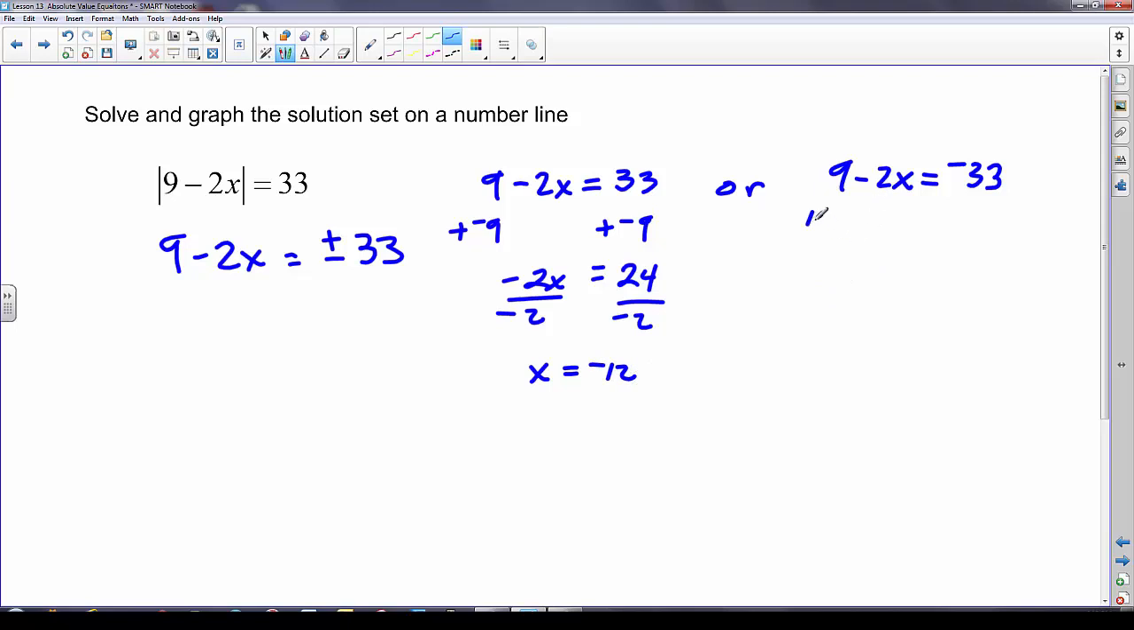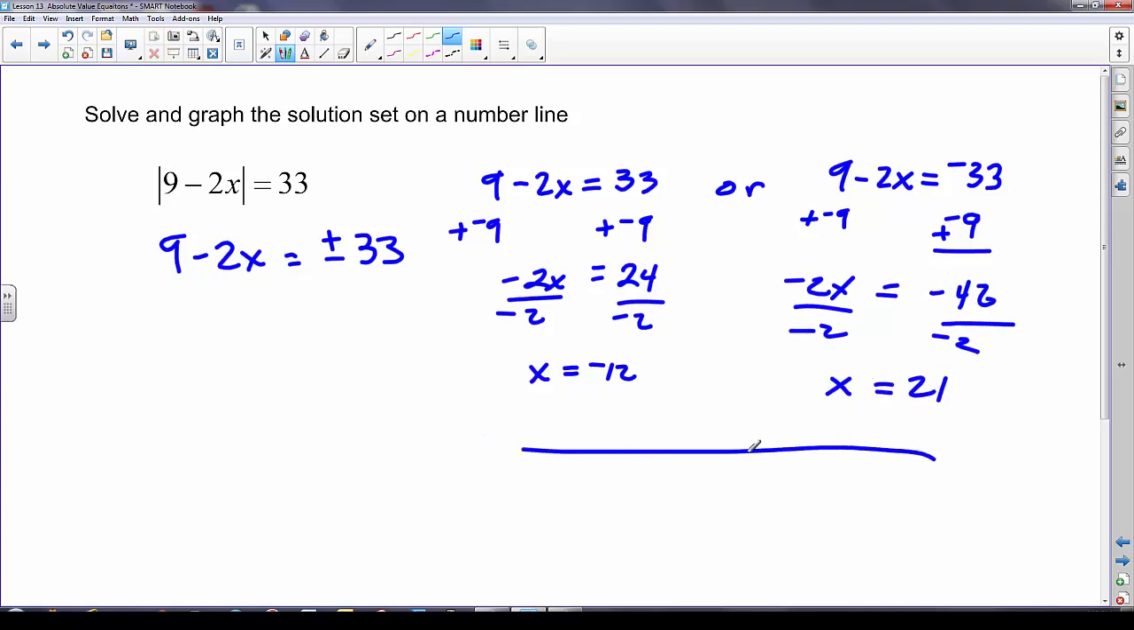And then on this side again, I'm going to add a negative 9 to both sides. This gets me a total of 42. The negative 42 is equal to negative 2x. Divide by negative 2 on both sides. I get a positive 21.